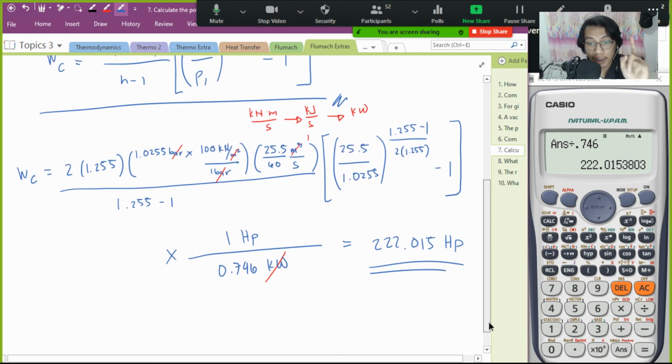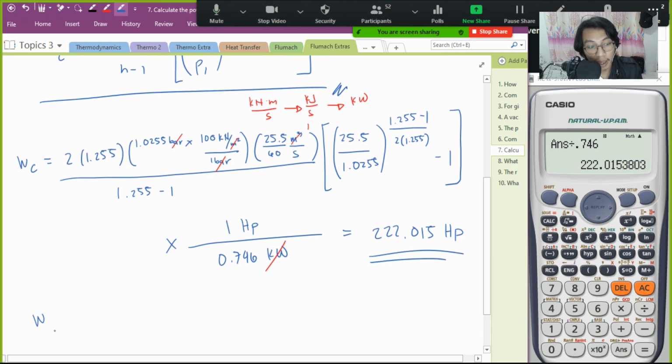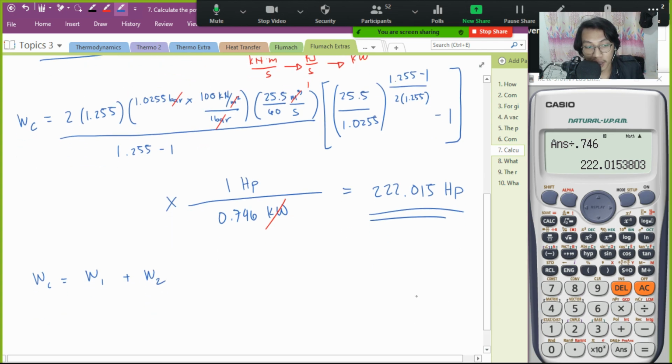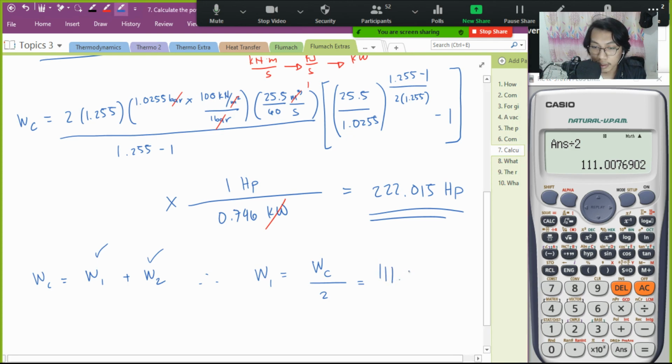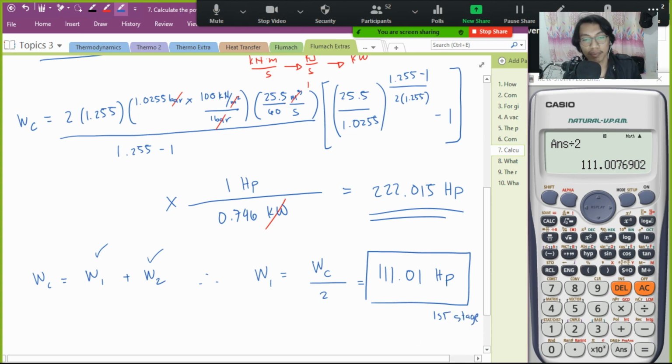Ang hinahanap dyan, the power that is enough to drive the first stage. Oh, for the power that is enough to the first stage and the system is ideal, okay? Oh, yung work ng first stage plus work ng second stage. O ibig sabihin, itong dalawang to equal to one another. Therefore, okay, yung work to drive the first stage is equal to yung work ng compressor total divide by 2. Oh, the answer is 111.01 HP. Okay? That is the power to drive the first stage. That is for problem number 7. Let us take a 5-minute break.